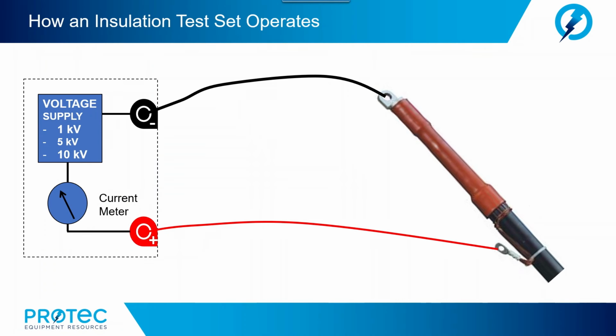Now, an insulation resistance tester is a portable instrument that provides a direct reading of insulation resistance in ohms, megohms, gigohms, or teraohms, regardless of the test voltage selected. For good insulation, the resistance usually reads in the megohms or higher ranges.